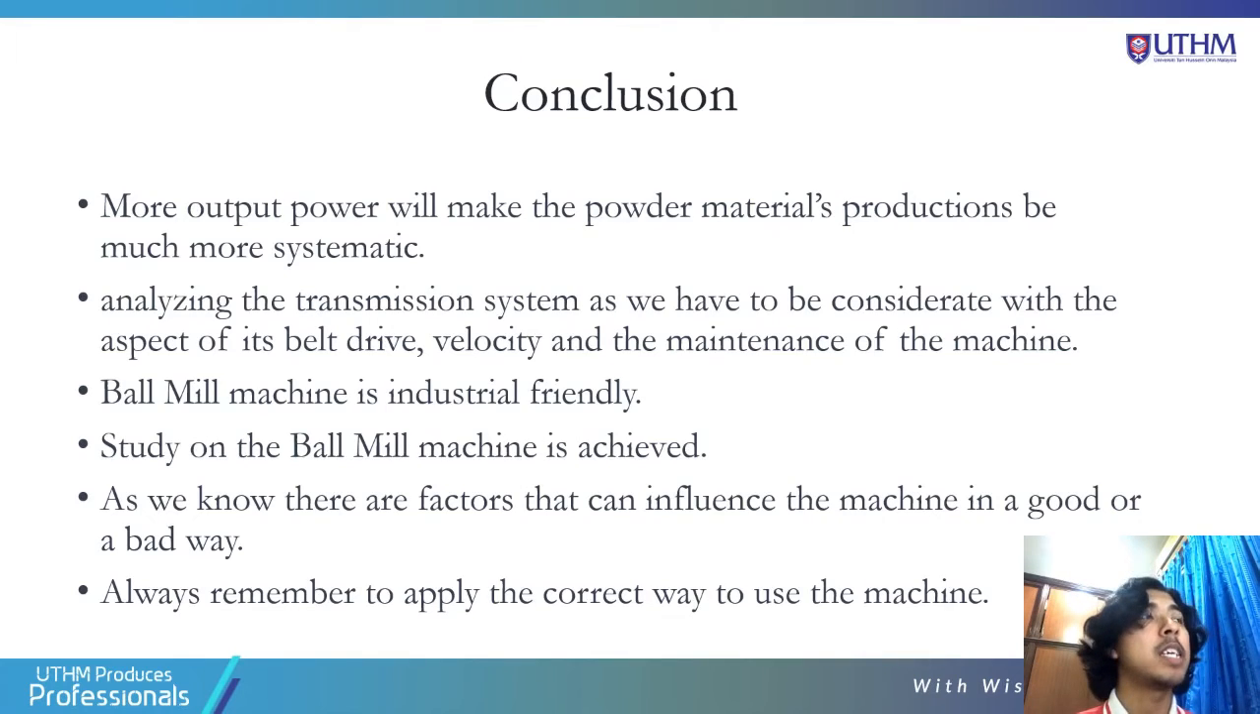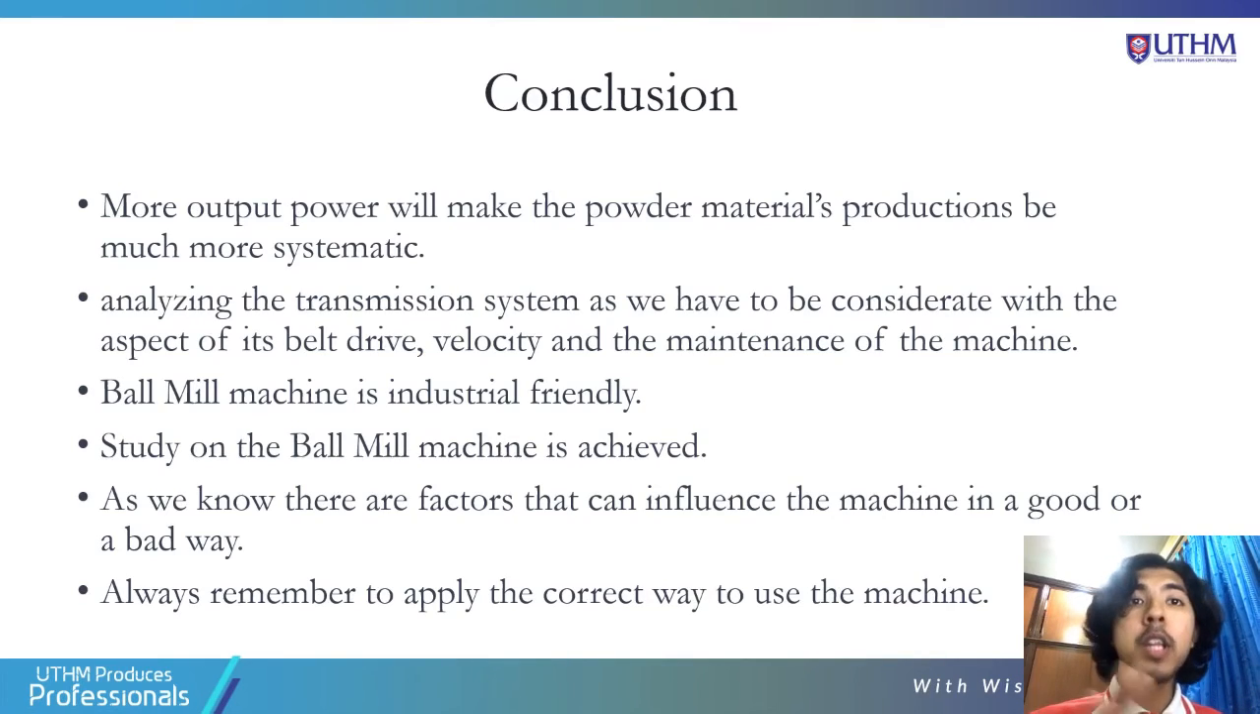Secondly, it is about the analysis of the transmission system of the machine itself. What we need to consider is the belt drive, the velocity and the maintenance of the machine itself. This ball mill machine is considered an industrial friendly machine, as it is quite commonly used in Malaysian factories, like Felcra Bhd, because they use it to process the biomass of oil palm.